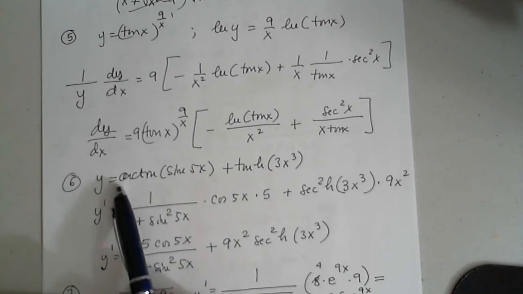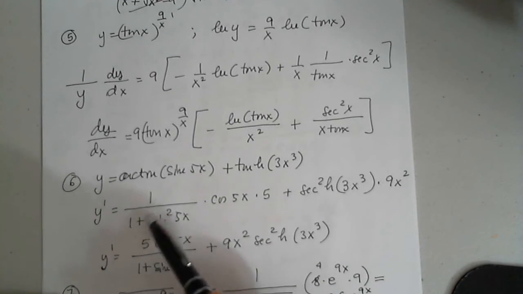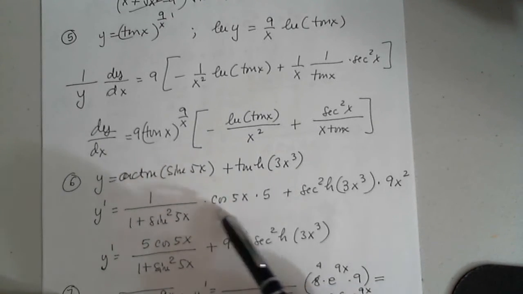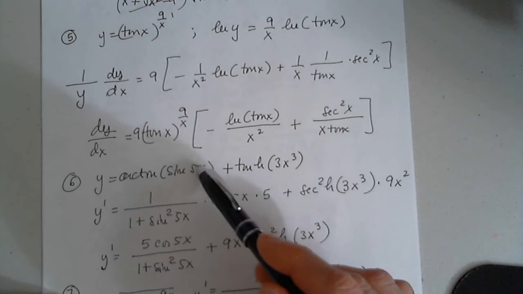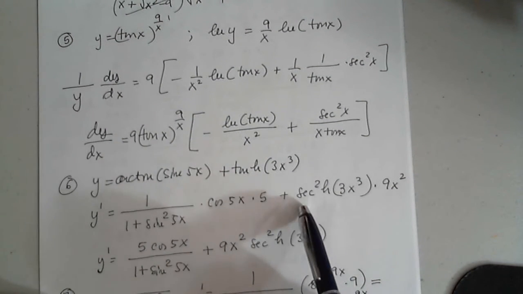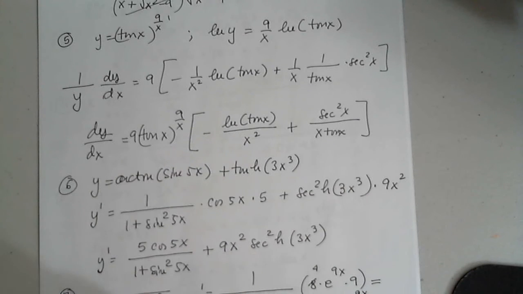It's 1 over, so arctangent prime is 1 over 1 plus the argument squared, times the inner function prime, which is cosine 5x, times the further inner function prime, which is 5. And now hyperbolic tangent squared is hyperbolic secant squared of 3x cubed times 9x squared.